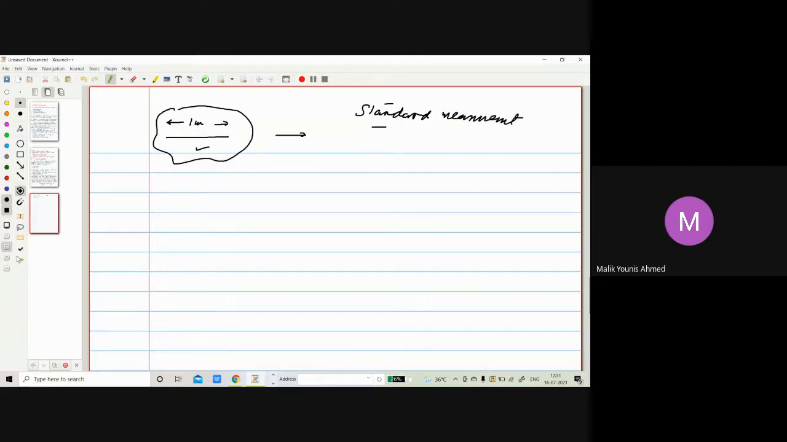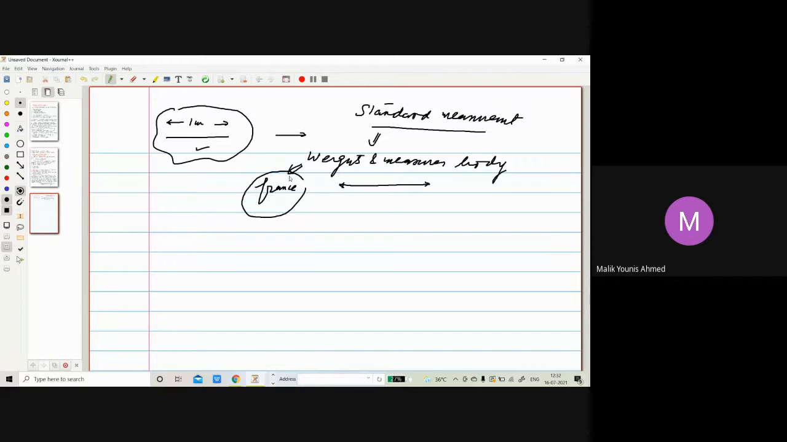measurement. That means there is a body for this called the weights and measures body, whose actual measurements are in France. How much 1 meter is, the actual measurement is there. Another thing, how much 1 liter is, all those reference measurements are there in France.